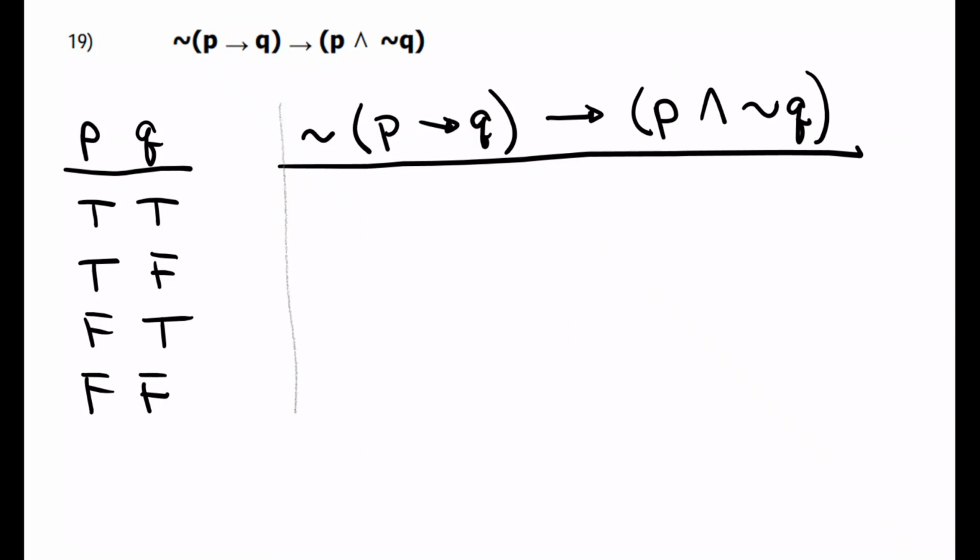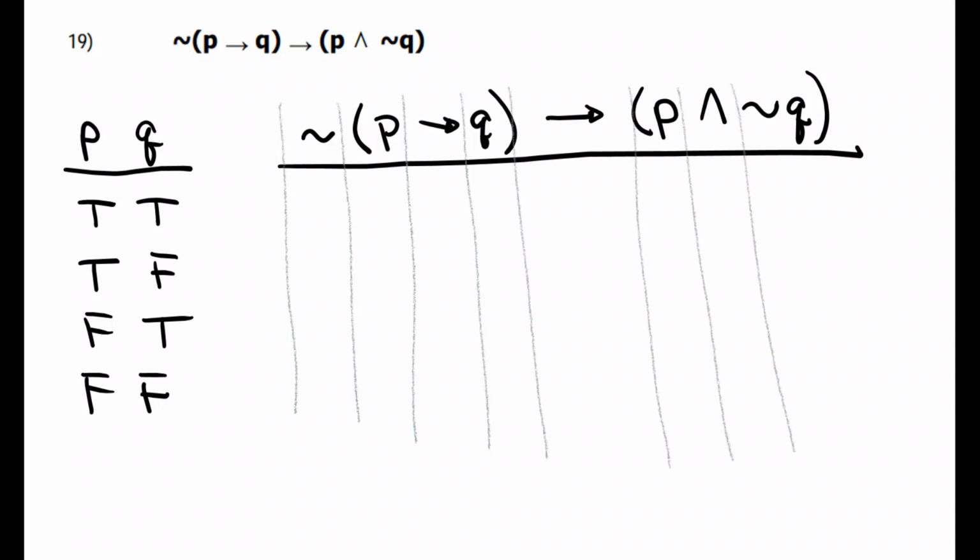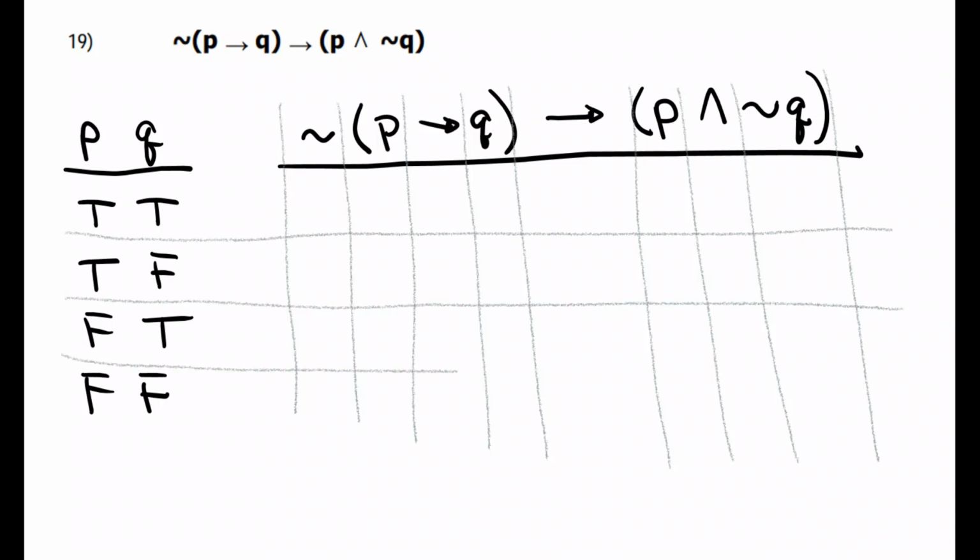I'm going to put in my columns. The negation needs a column. The P, the if then, the Q, the if then, the P, the and, the negation of Q. If you want to put in the rows, there's the 4 rows.